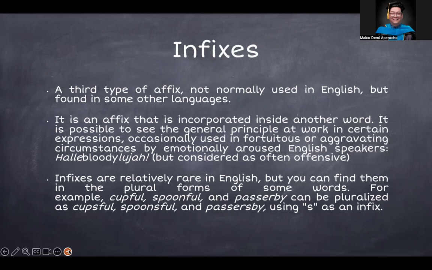So infix is the third type of affix, which is not normally used in English, but found in some other languages. For example, in the Filipino language, it is an affix that is incorporated inside another word. It's possible to see the general principle at work in certain expressions, occasionally used in fortuitous or aggravating circumstances by emotionally aroused English speakers. For example, hallelujah. So here, as you can notice, the word bloody is actually infixed in the middle of the word hallelujah. But it's actually considered rather offensive, culturally speaking.